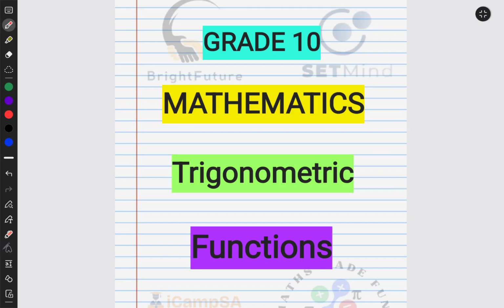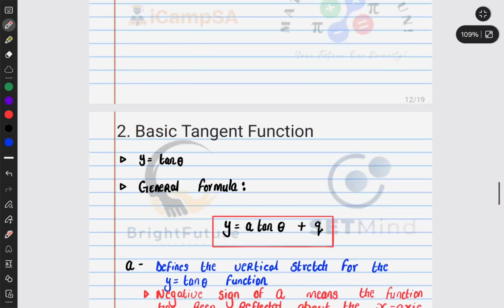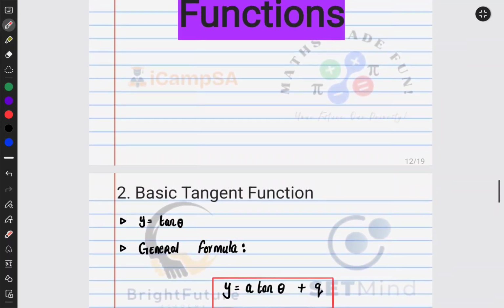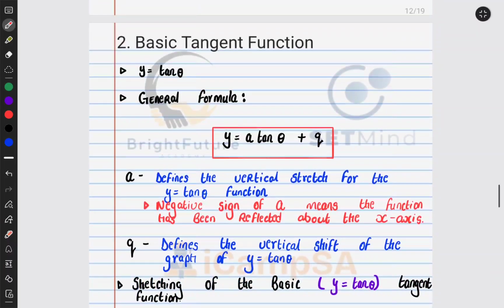In today's lesson we're going to be doing functions, and the area of focus is the tangent function. Without wasting any more time, let's get into it.